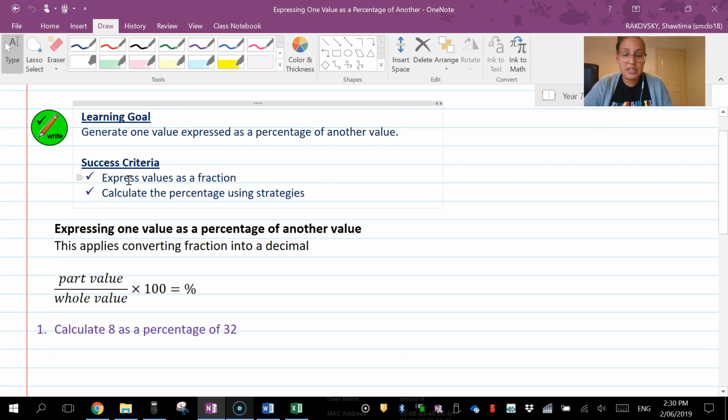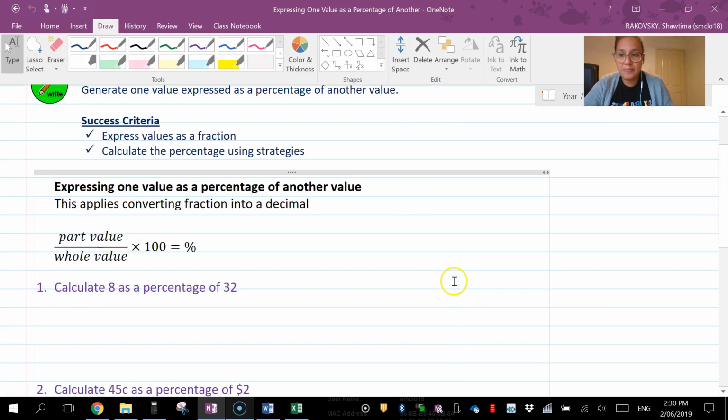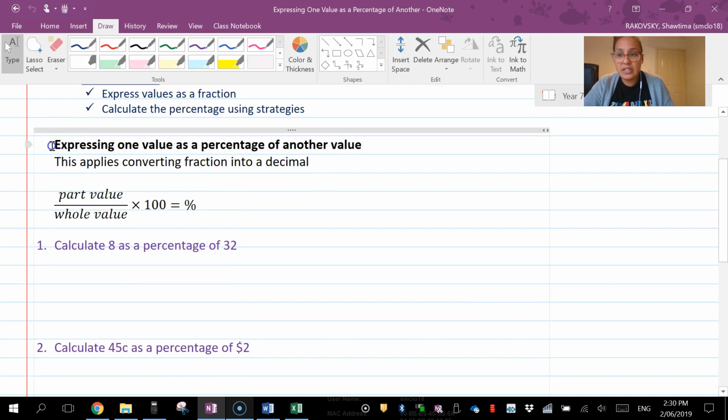You need to be able to express it as a fraction and then use different strategies to calculate it as a percentage. So first thing first is expressing one value as a percentage of another. It's essentially like converting it from a fraction to a decimal to a percentage. So that's what we're doing here.